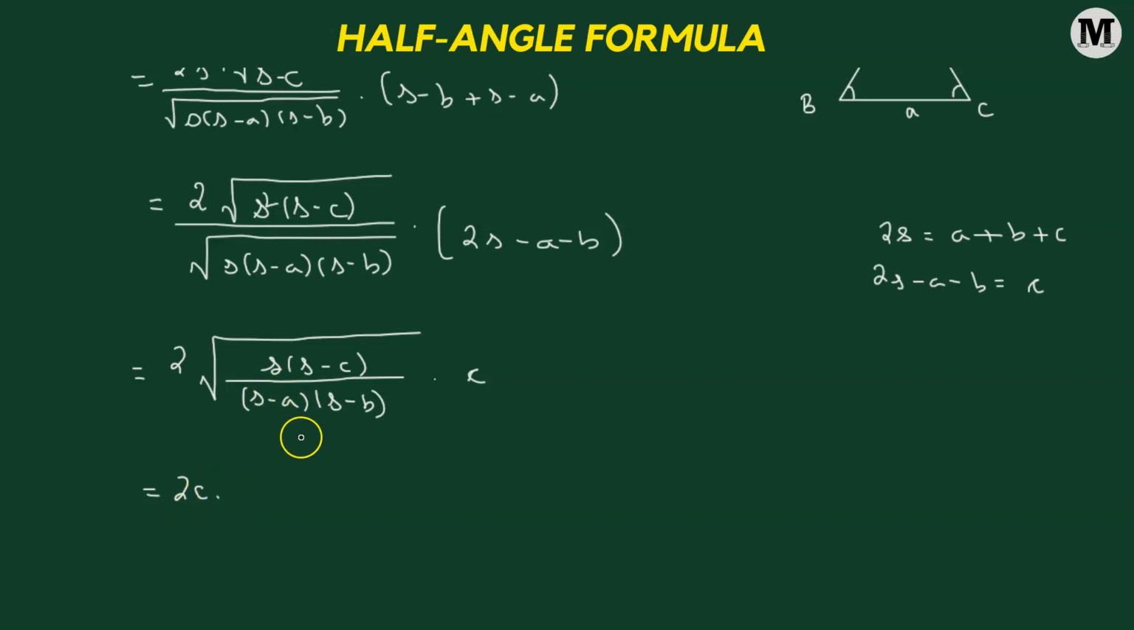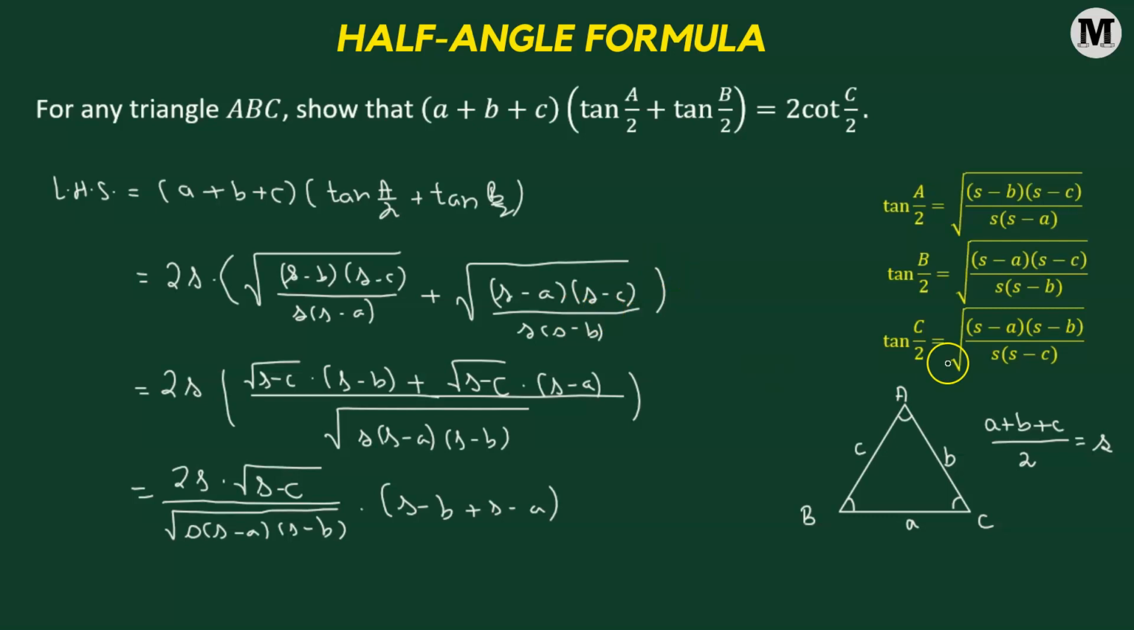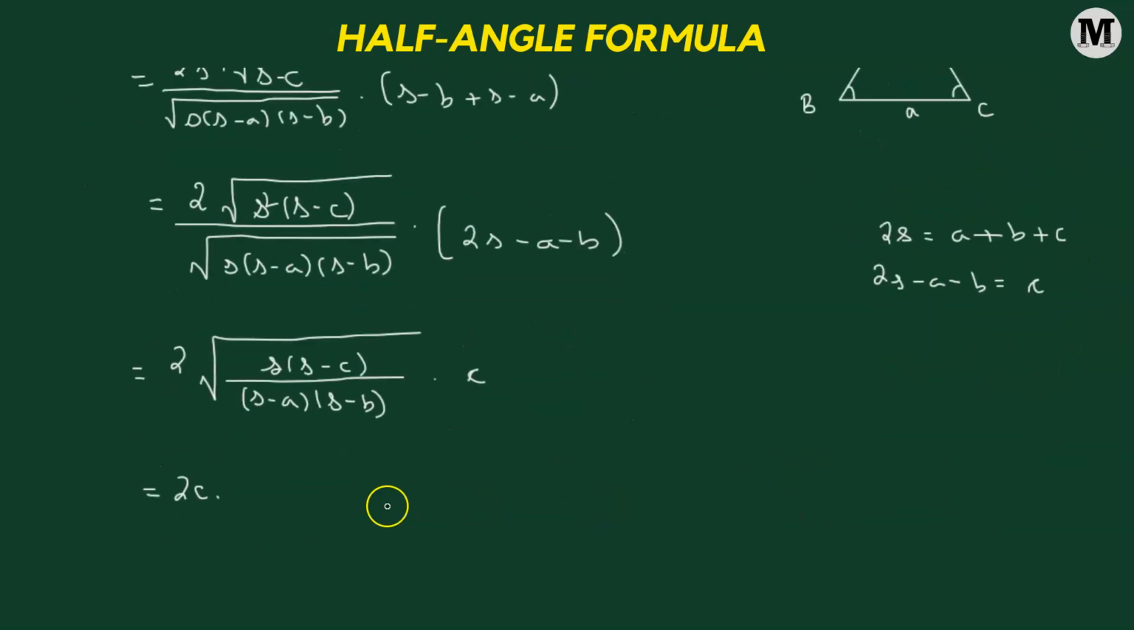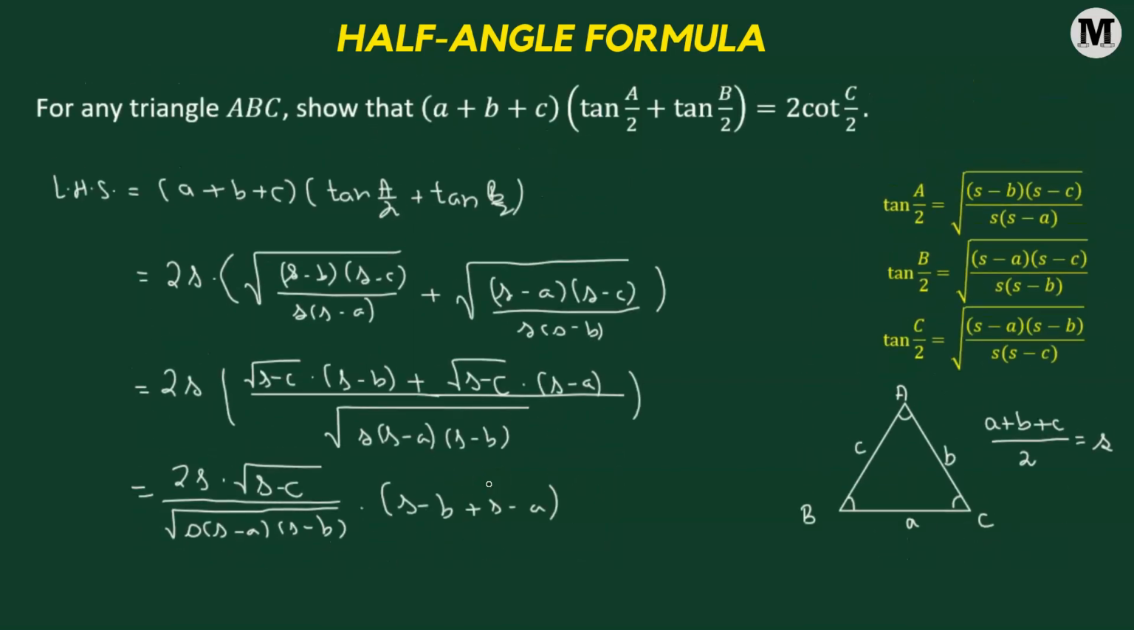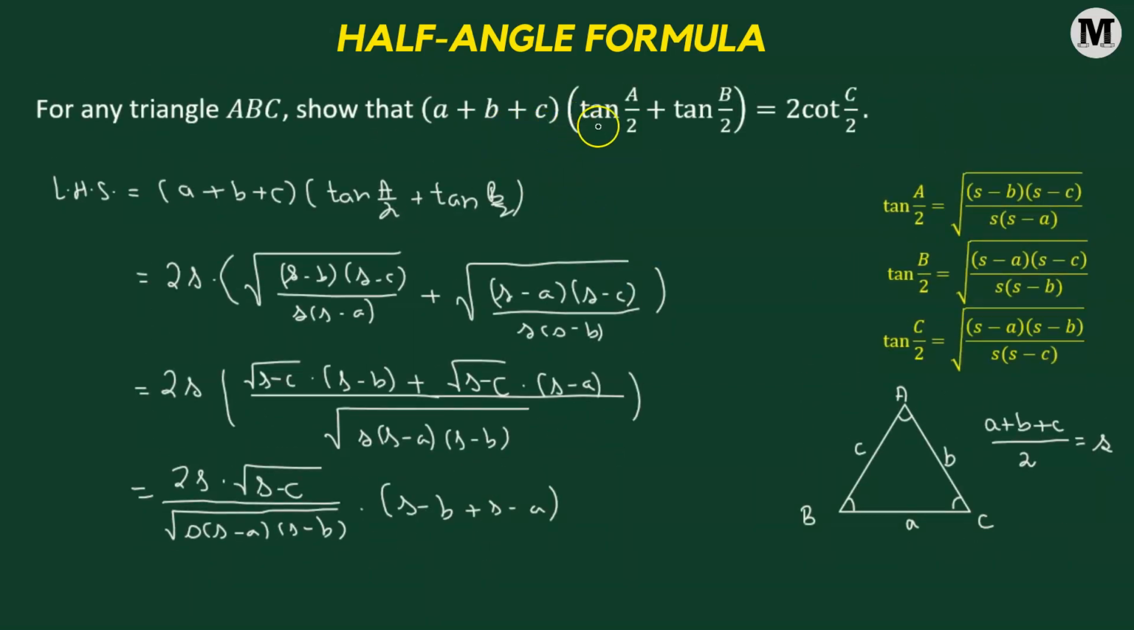Now what is this? If we go to our value for tangent of C over 2 and take its reciprocal, that's going to give us the cotangent function. So we have cotangent of C over 2, which equals the square root of, so the denominator will become the numerator and the numerator will become the denominator. In other words, this is simply cotangent of C over 2, which is the expression on the right hand side. So we have successfully proved our problem. That means the product of a plus b plus c and tangent of A over 2 plus tangent of B over 2 is 2 times cotangent of C over 2. There's a c missing here. That c is also present, hence proved.